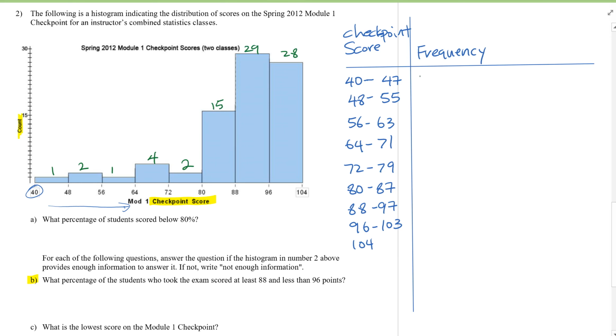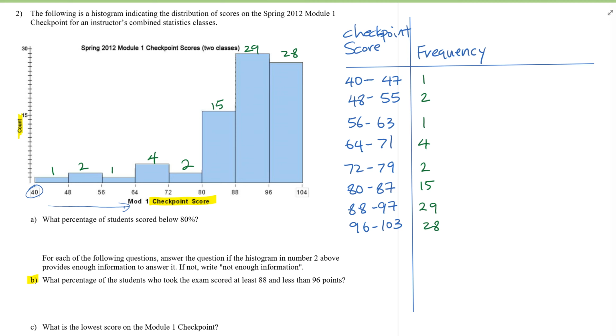I'm using green color coding. The first class has a frequency of 1, the second one is 2, then I have a 1, then a 4, then a 2, then a 15, then a 29, then a 28. And that's it. Notice that the 104 here is just the upper bound. I don't have any class for that one, so I can erase that, I don't need it.